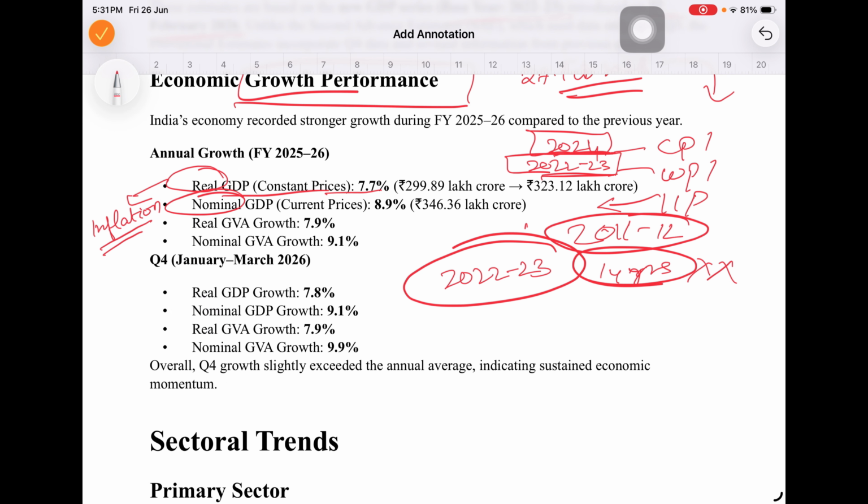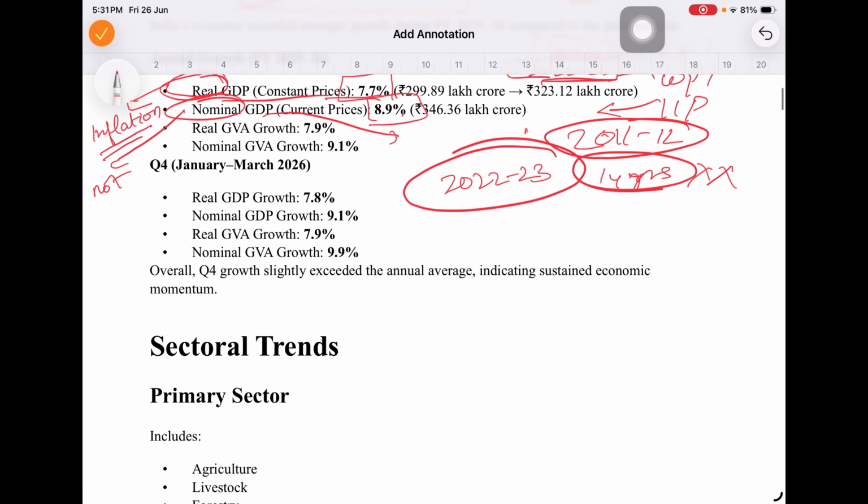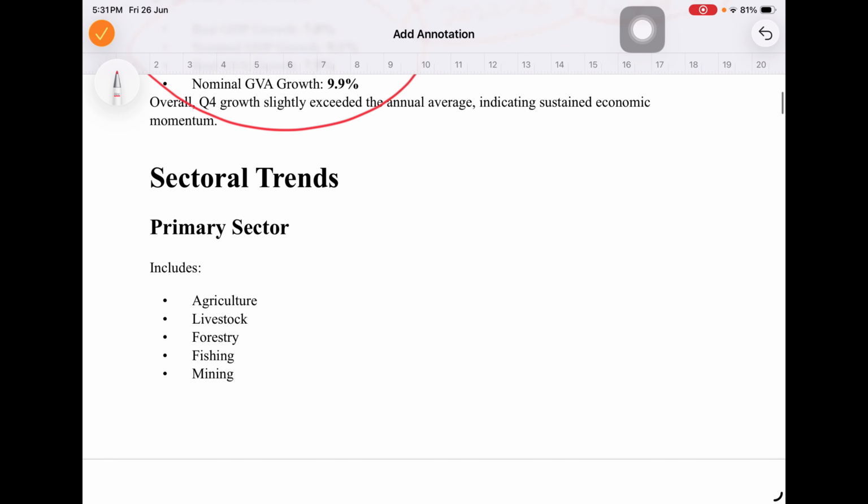Real GDP is adjusted to inflation. Nominal is not adjusted. So adjusted to inflation, you can see it is 7.7% growth. Nominal is 8.9%. So nominal is always higher than real because, you know, inflation is there, right? So that gives you an extra number. Okay. So this is all just information.